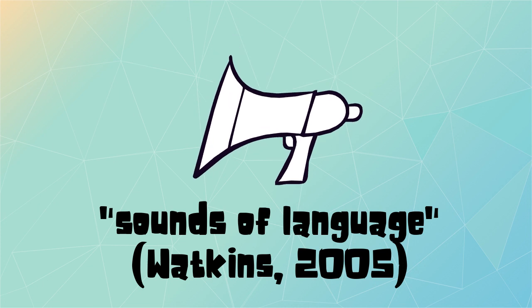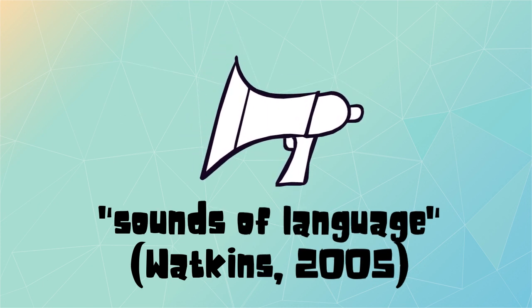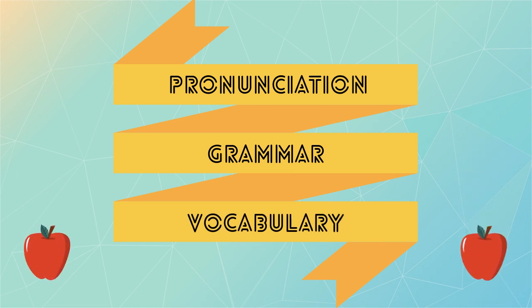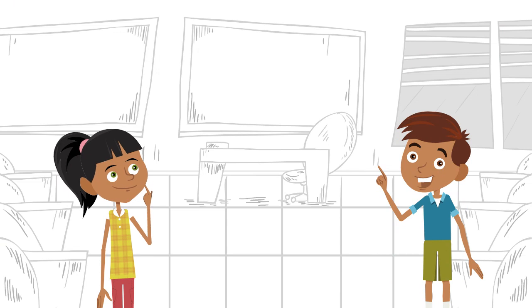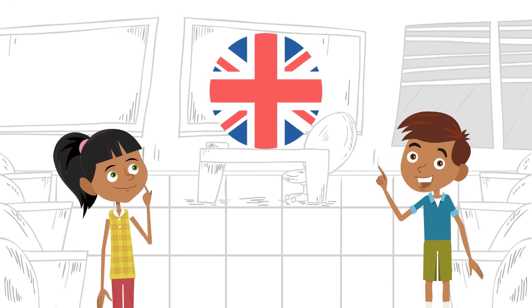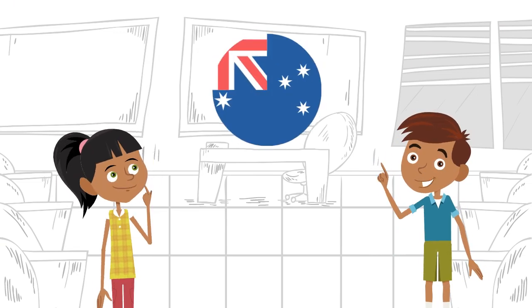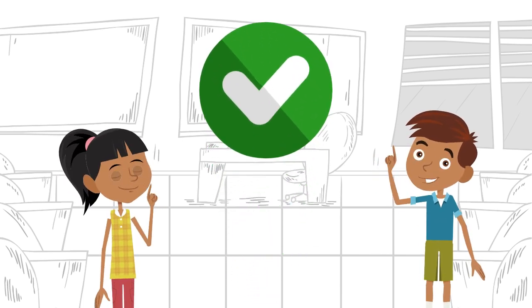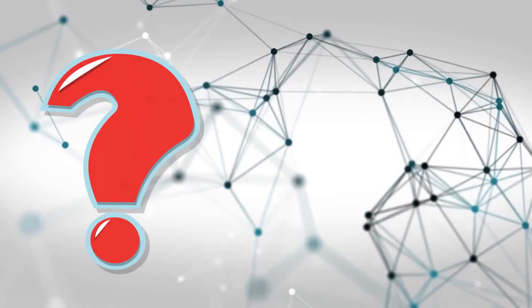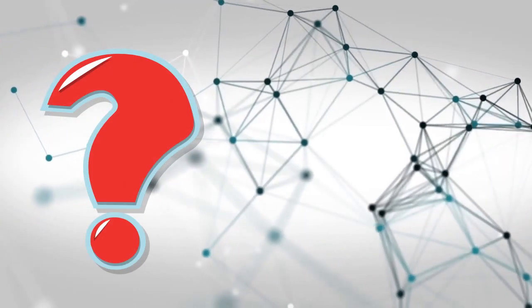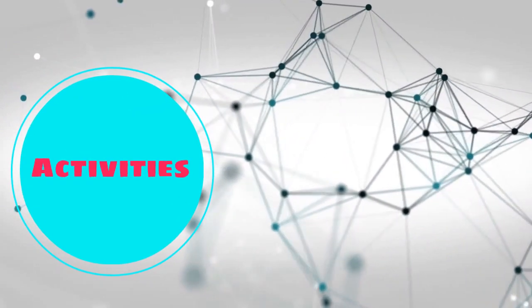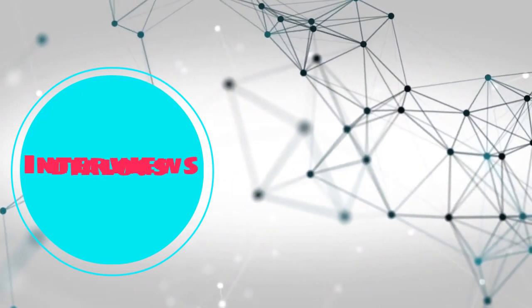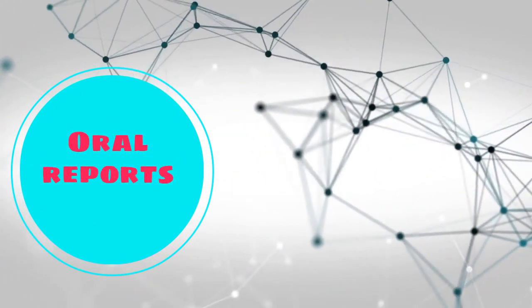Likewise, pronunciation, or the sounds of language, can also be taught in isolation or in combination, and just like with grammar and vocabulary, practicing it is an essential part of language teaching. Integrating these three elements of language helps our students become aware of how English works, and this can help students improve their performance in the different skills. So how can we integrate these three elements in a lesson? Some activities we can do with our students are role plays, dialogues, interviews, oral reports, and so on.